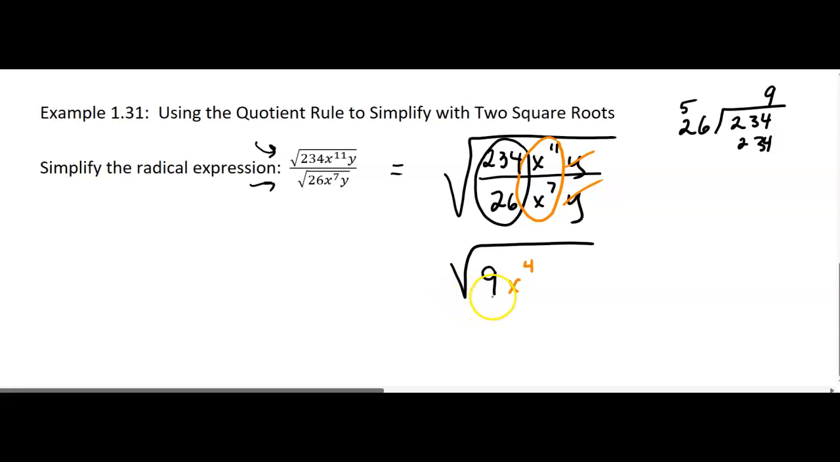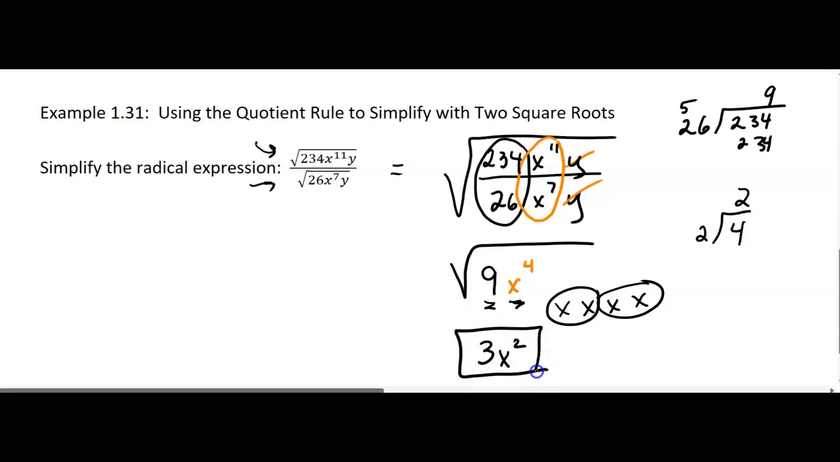So we know the square root of 9, that's 3. And then what are we going to do with x to the 4th? Well, take that 4 and divide it by 2. So how many times does 2 go into 4? 2. Or you could think of it as x, x, x, x, and there's one pair and there's the other pair. And a pair under the radical gets you 1 on the outside. So it's going to be 3x squared, and that's what it is.